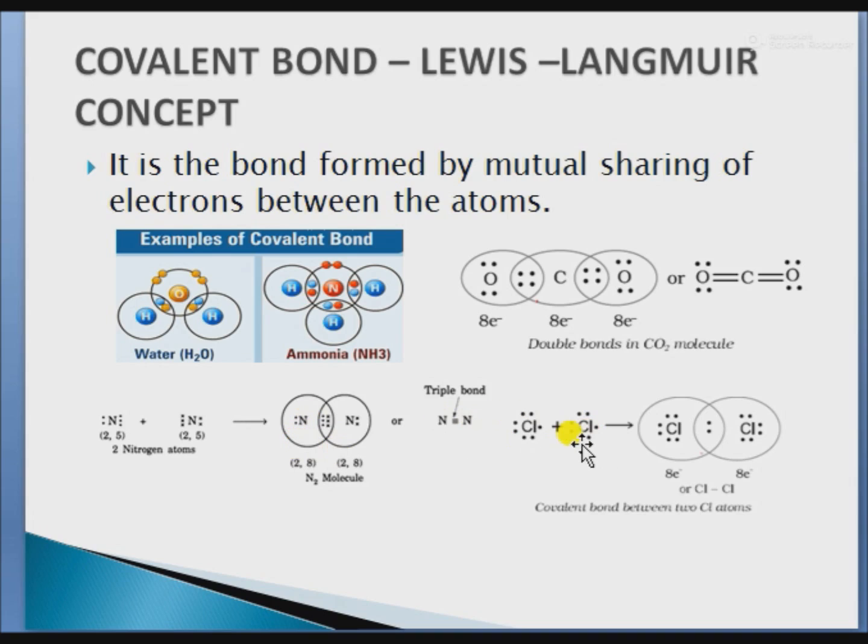Next is chlorine atom, in which chlorine contains 7 electrons in the outermost shell, and other chlorine also contains 7 electrons in the outermost shell. They share one electron to complete their octets and form single bond. And all the examples are of covalent bond, in which single bond requires 2 electrons, double bond requires 4 electrons, and triple bond requires 6 electrons.